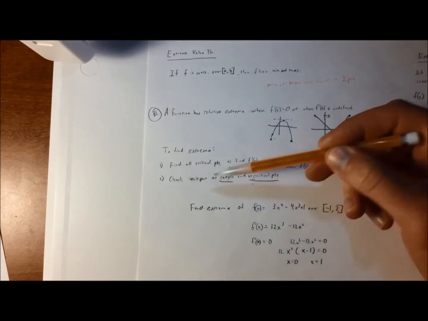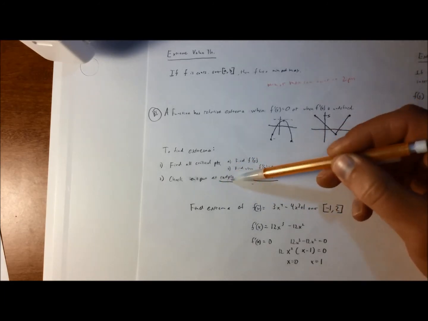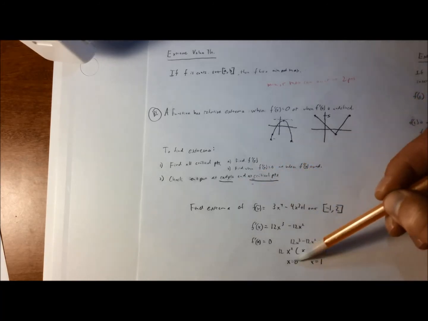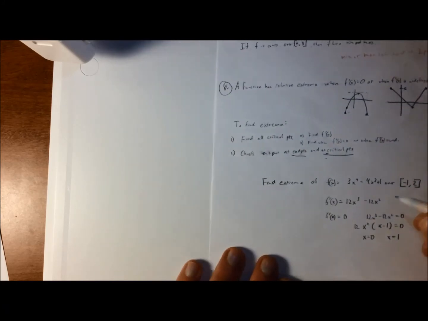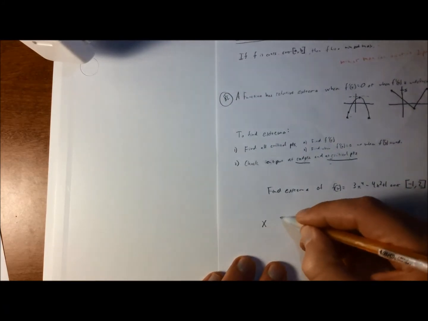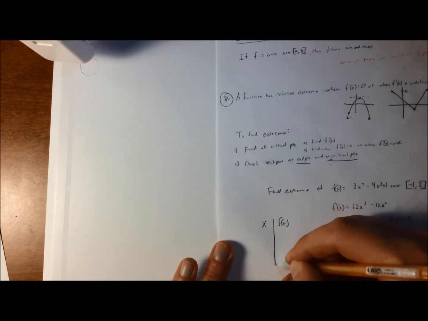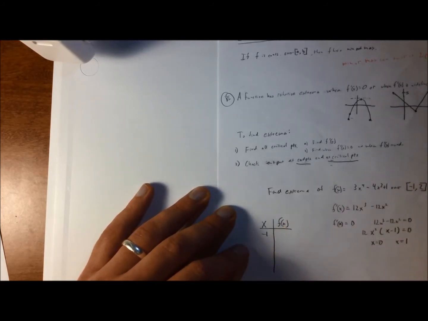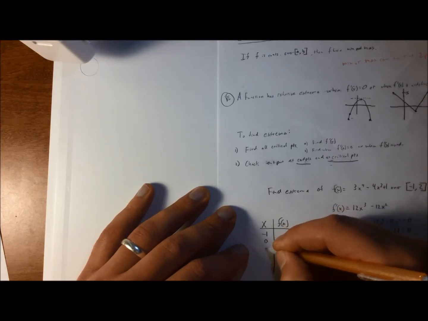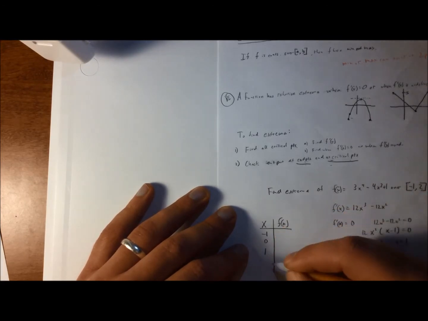So, got that done. We're going to check the output for the endpoints, don't forget those, and the critical points. Our two critical points are 0 and 1. So, I'm just going to make a little table here. x and f of x. And I'm going to check my endpoints. -1, my critical points, and my other endpoint.